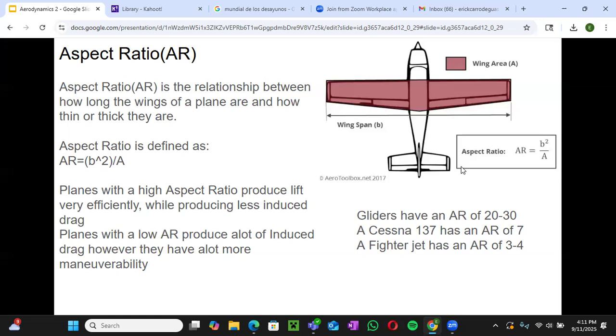Those work more like gliders. It's the one that doesn't have landing gear.